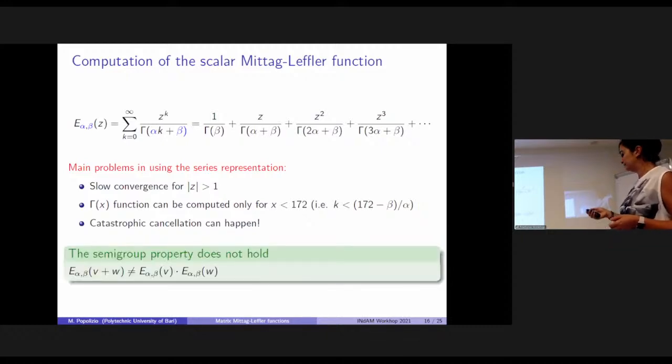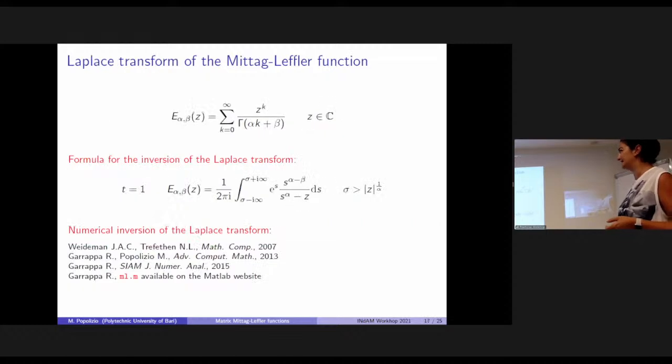Also because the semigroup property does not hold, and we usually use this property for the exponential, scaling and squaring, and other methods in which you may apply something like this. But in the Mittag-Leffler case, we cannot, and so we had to find other methods.